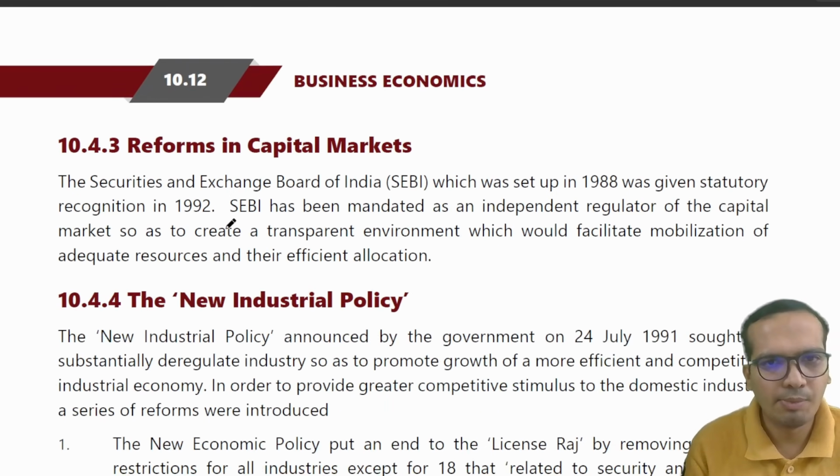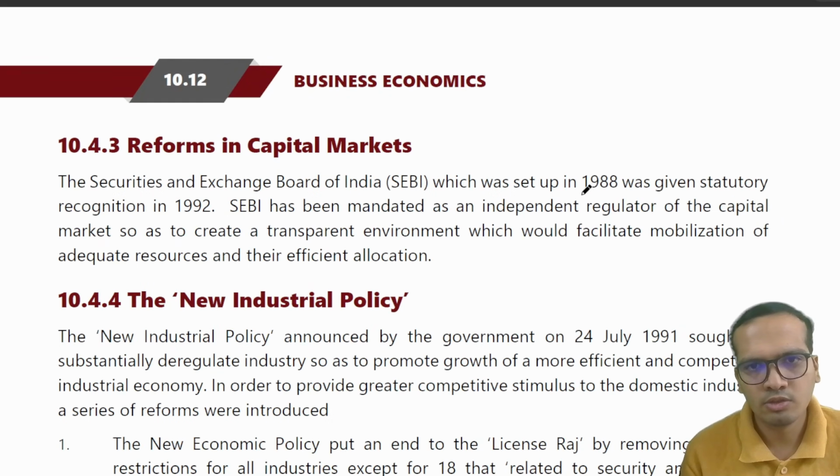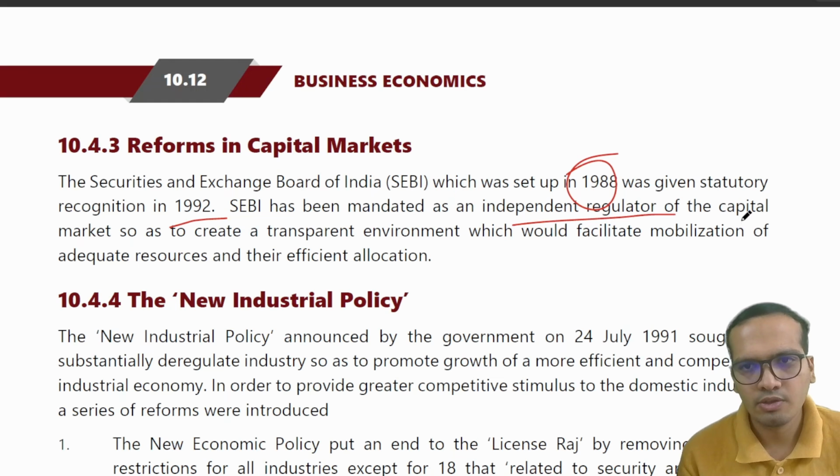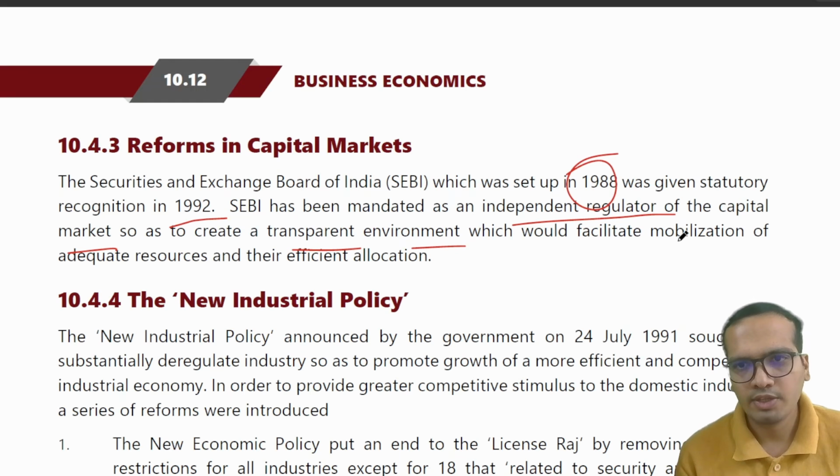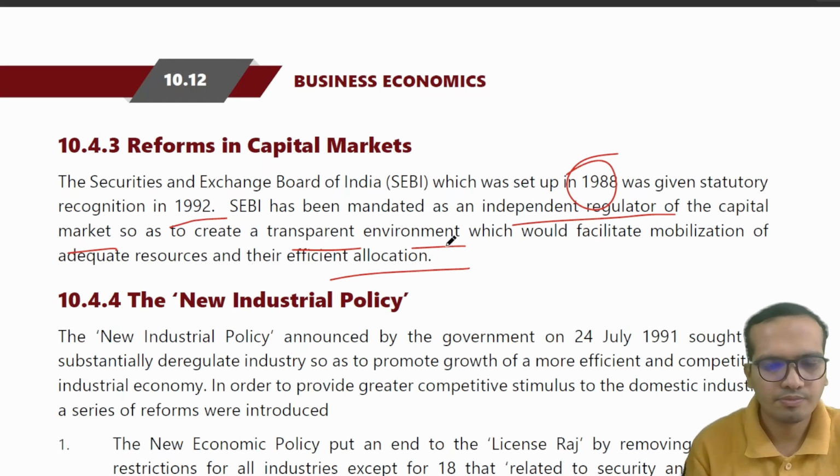Then we have reforms in capital market. The SEBI, Securities and Exchange Board of India, which was set up in 1988, was given statutory recognition in 1992. SEBI has been mandated as an independent regulator of the capital market so as to create a transparent environment which would facilitate mobilization of adequate resources and their efficient allocation.